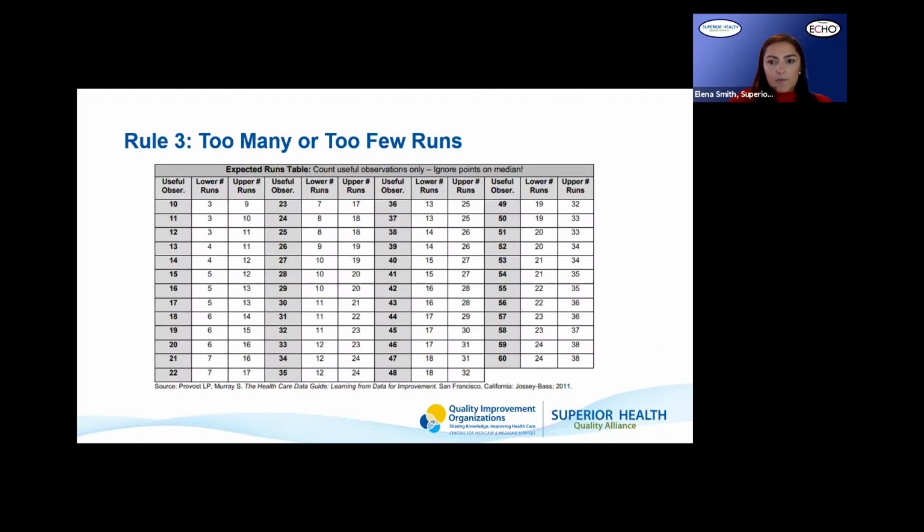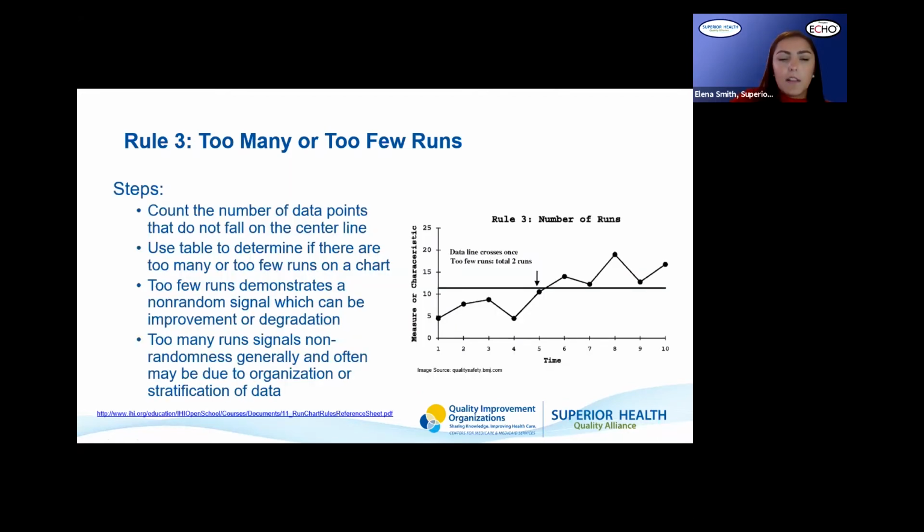So this is that chart that I just referenced. We can see that we had 10 points, and we look for the 10 on this chart, and then we'll want to see, did we have between 3 and 9 runs? So if we go back, and remember on the last slide, I explained how to count the runs.